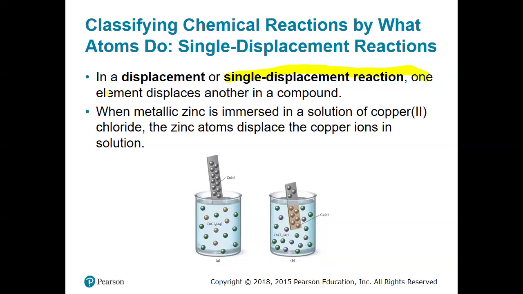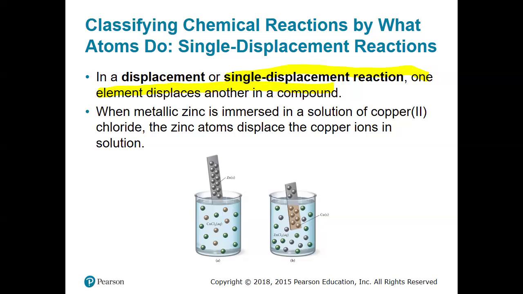With single replacement or single displacement, what we see is an element displacing another element in a compound. So, an easy example of this would be if I have a solution of copper 2 chloride here. We know it's copper 2 chloride, or we at least know that it's copper as an ion because copper solutions appear blue.